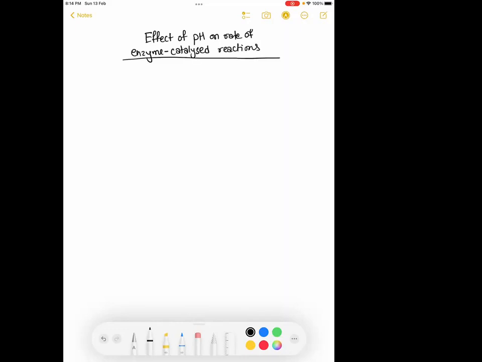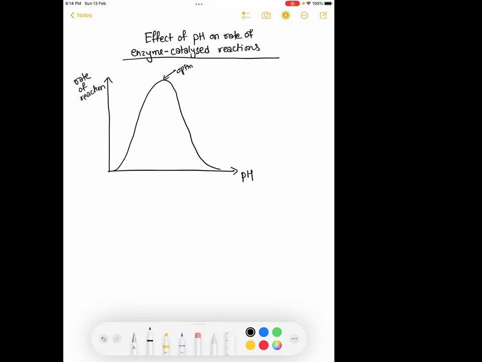All right, so how does the graph look? If you plot the rate of reaction on the y-axis and pH on the x-axis, you'll be able to see a sort of normal curve. So like that. So obviously this is the optimum pH.